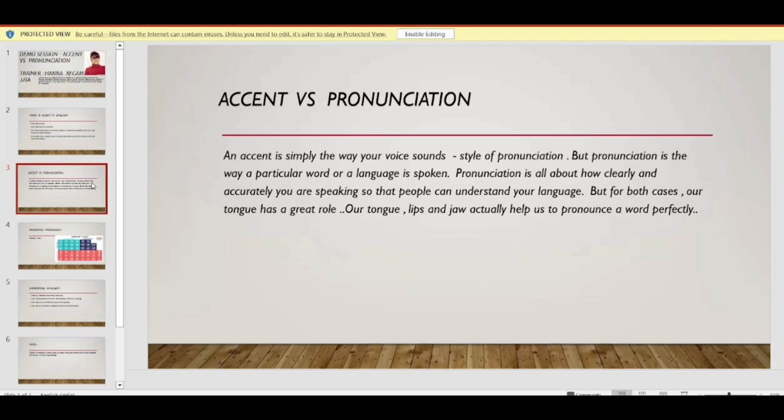So you have to play with your lips and open your mouth properly. All these things are very, very important to develop our accent and pronunciation. So always remember, accent is all about sounds. It's all about style of pronunciation or style of speaking. But pronunciation is how we speak a particular word or language very clearly so that people can listen to us clearly and understand us. Okay.